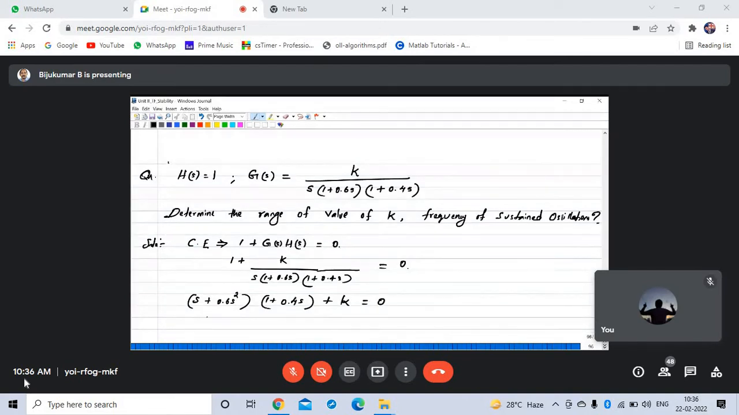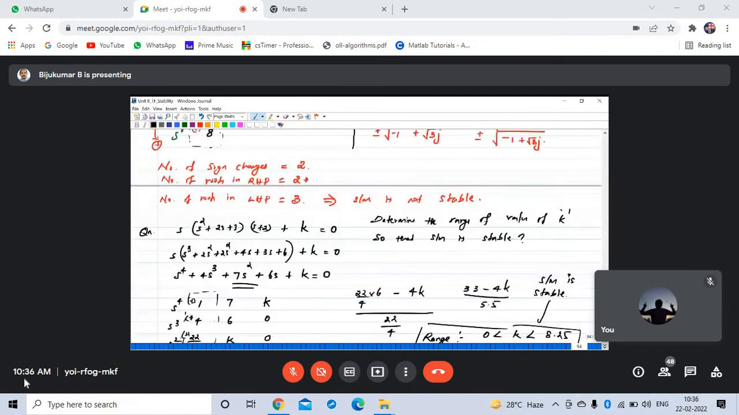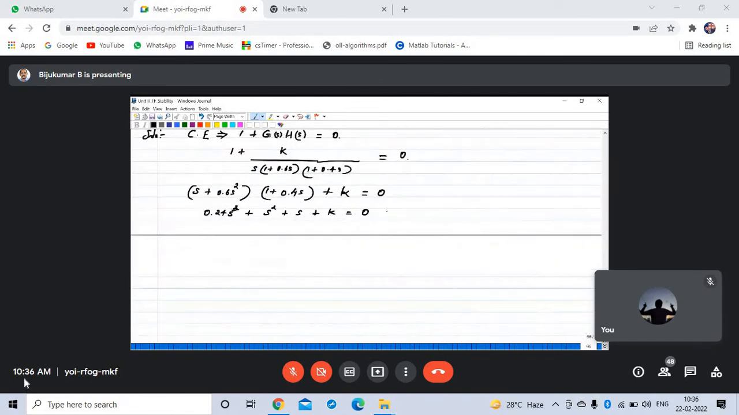If you further solve this, it will become 0.24 s cube plus s square plus s plus K equal to 0. Is it right? If any mistake is there, please let me know. So this is the characteristic polynomial.